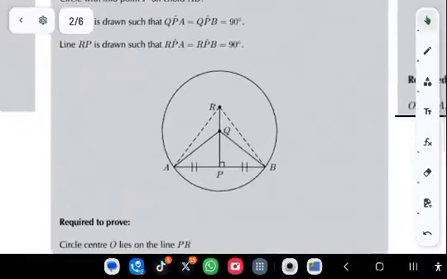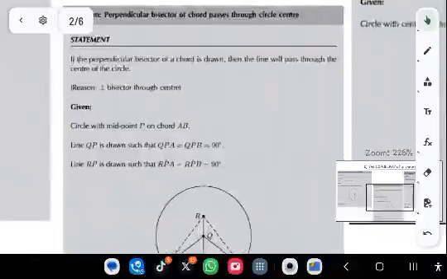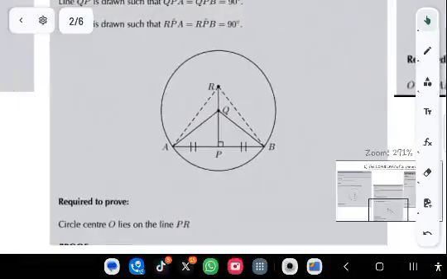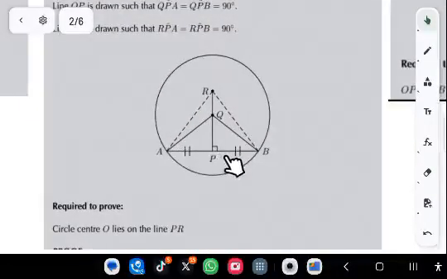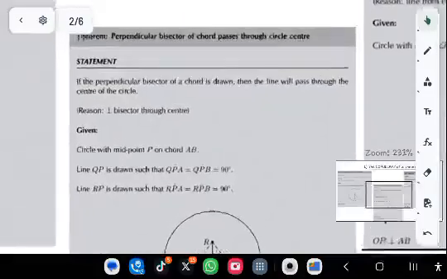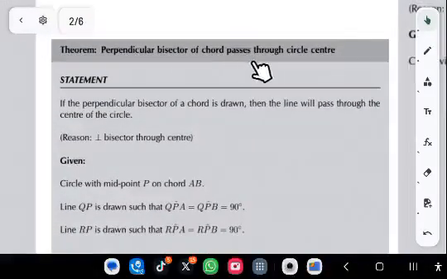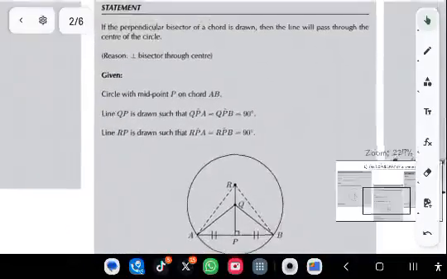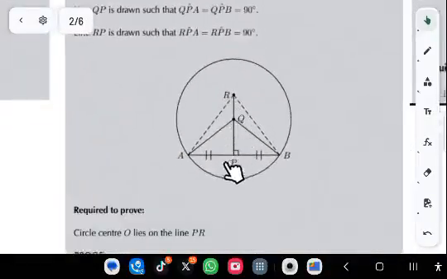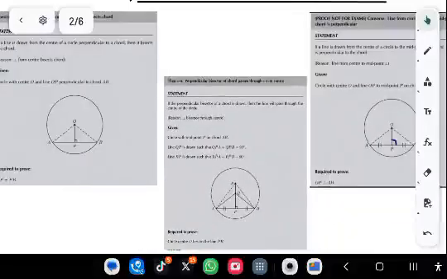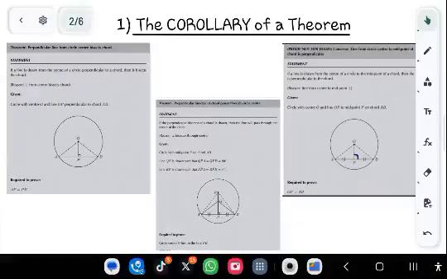In theorem 1, we're saying that a line is drawn perpendicular to the chord AB and also bisects it. In other words, it goes through the midpoint. That's what we call the perpendicular bisector of the chord. And we're saying that this theorem, the corollary, says if you have a perpendicular bisector of the chord, then it has to go through the center of the circle. That's how the corollary is now collaborating everything.